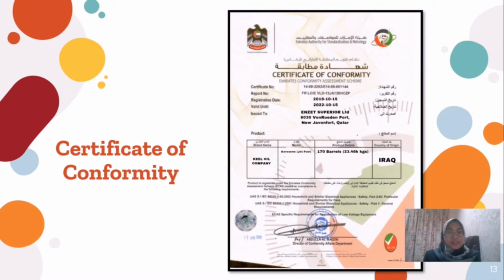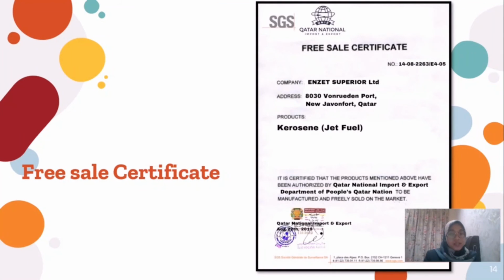We also have the Certificate of Conformity, which is a document that indicates the substance meets the requirements or specification required. So you can see right here, this is our Certificate of Conformity of the 170 barrels which we import from Iraq. The Certificate of Sales or Free Sales Certificate is a certificate required by the importing country to verify that the goods are already available in the country of origin. So as you can see here, we already verified that the kerosene or jet fuel is already in the country.